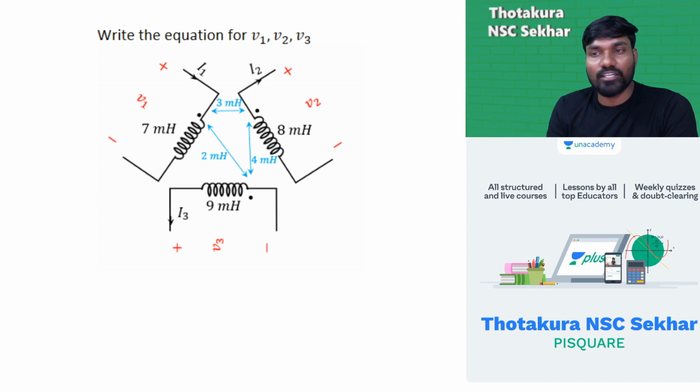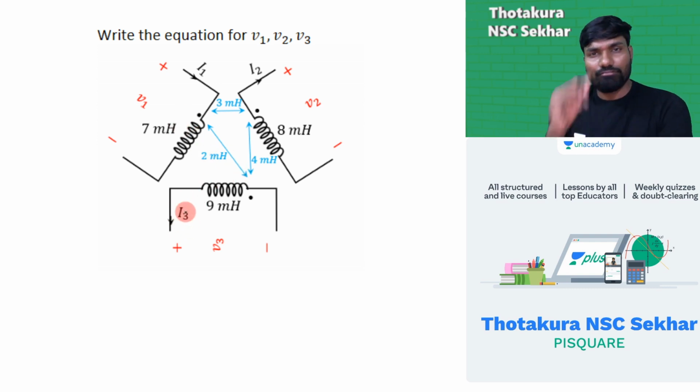V1 will have how many terms, you tell me? And V2 will have how many terms? V3 will have how many terms? V1 will have three terms, three voltages. One is due to I1 current, and another one is coupling between these two due to I2 current, another one is coupling between these two, this is I3 current.